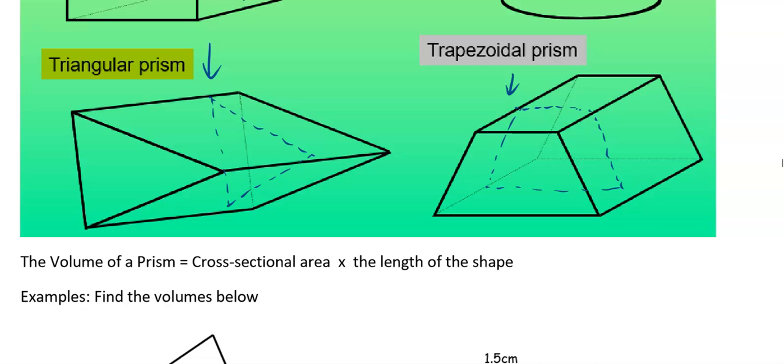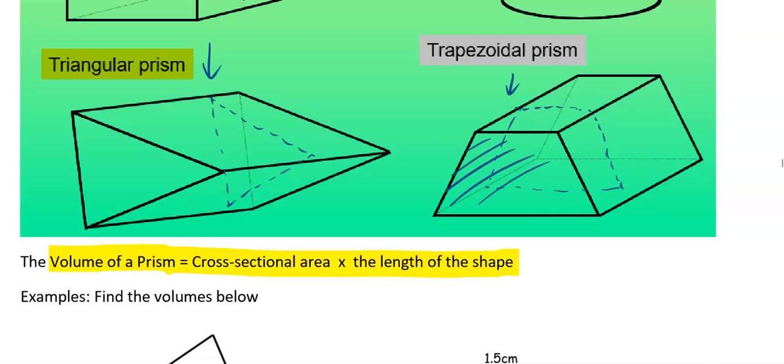Now the volume of a prism is equal to the cross-sectional area times the length of the shape. So we've left one of these up here. We've done our trapezium one here, so you would find the area of this cross-section, and then you would multiply by the length. Okay, so this is the cross-sectional area, and this is the length L.